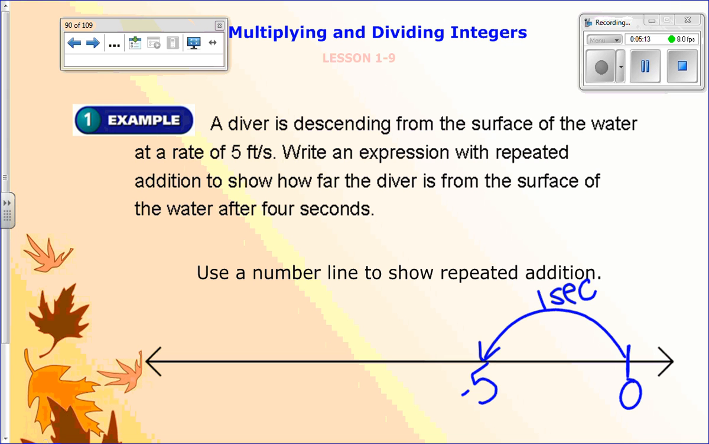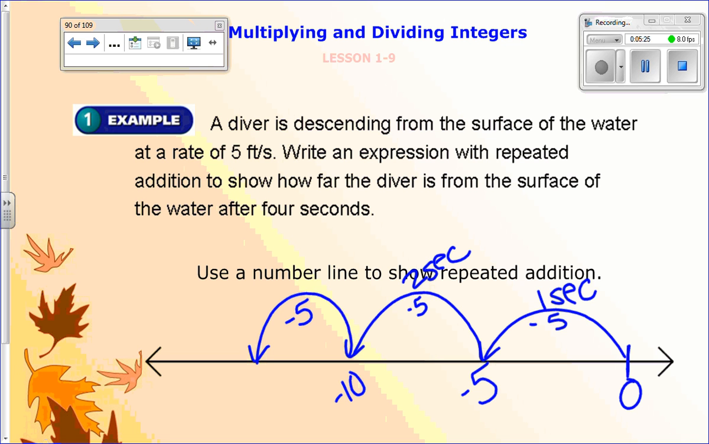All right. And then at 2 seconds, he went another 5 feet and is at negative 10. For the third second, he decreased by 5 again. It's getting lower. He should be at negative 15. And finally, 4 seconds, he should be at negative 20 feet.